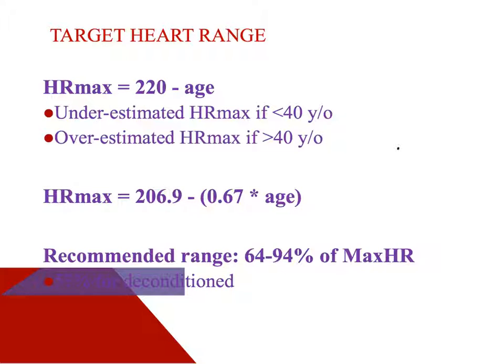Now, the recommended range when we use heart rate max is 64 to 94% of max heart rate. That is the range that we're looking at as far as prescribing exercise. Now, if we have a deconditioned individual, we'd want to shoot for 57% of their heart rate max for their prescribed intensity.